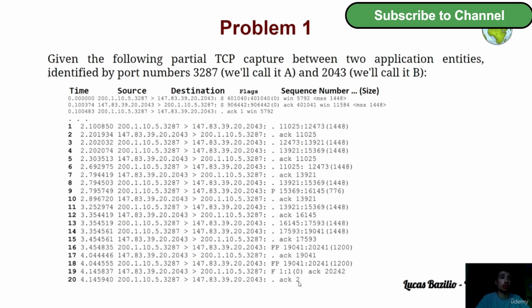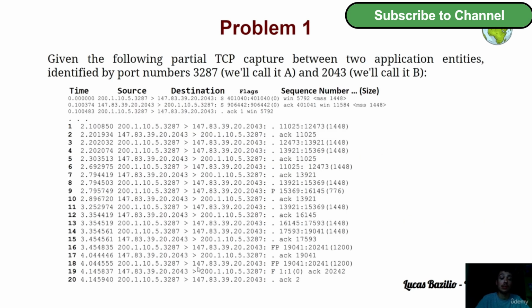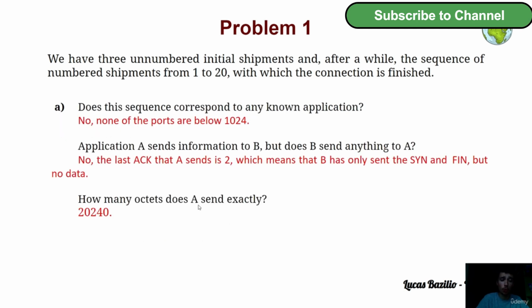And this gives us 2. So we only have the finalization and the synchronization. We have 0 bytes of data. And how many bytes or octets did A send to B exactly? We only need to look at the last acknowledgement from B, which is here, and look at the confirmation number, and subtract 1 for the finalization and 1 for the synchronization. And so this gives us 20,240 bytes, which is the number of octets that A has sent to B.